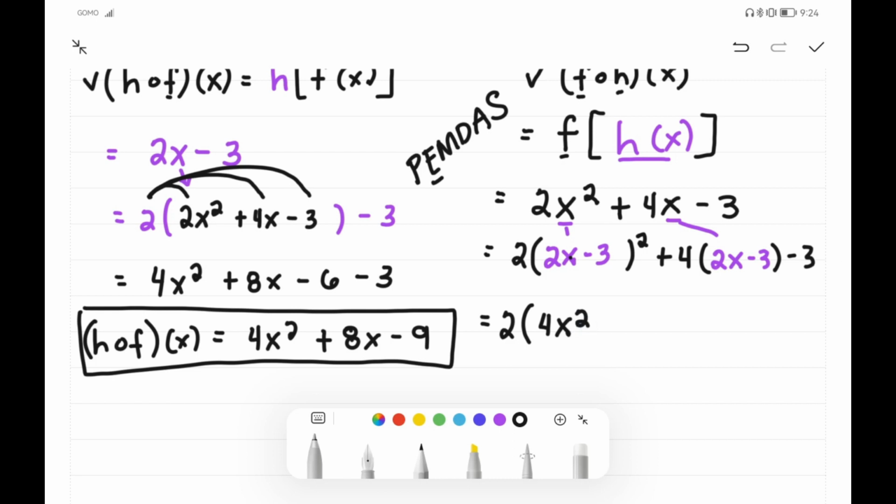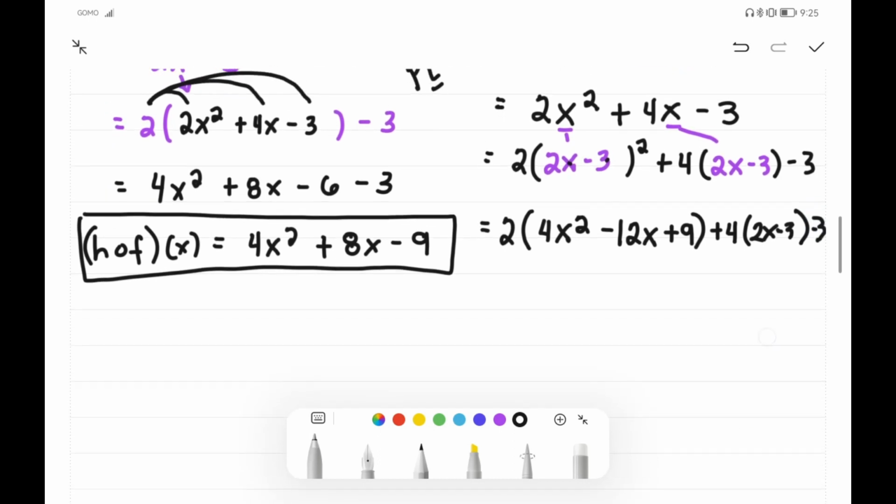Then after that, multiply natin si 2x and negative 3. So 2x times negative 3 that is negative 6x. Then multiply mo ulit by 2. So that is equal siya sa negative 12x. Then, para makuha natin yung last term natin, square lang natin si negative 3. So what is negative 3 squared? So we know that this is equal to positive 9. Then bring down natin si positive 4, the 2x minus 3, then of course yung minus 3 natin.